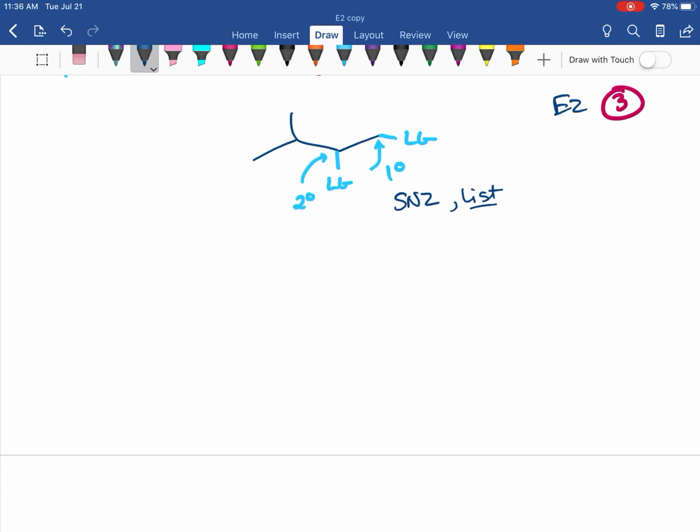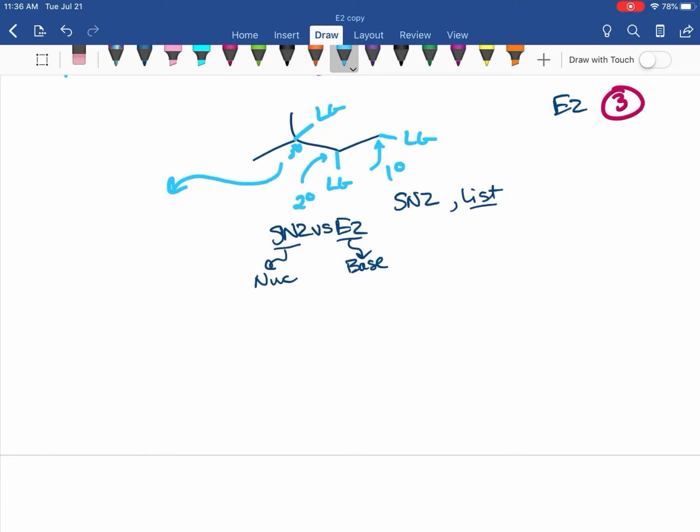Now here's where it gets dicey. What if your leaving group is here? Well, now you have a secondary. Now you have competition. Now it's an SN2 versus an E2, and you've got nucleophiles on your list or bases. Electrophiles, E is for elimination, not electrophile. So this is where you've got to check your list. Which one do you have?